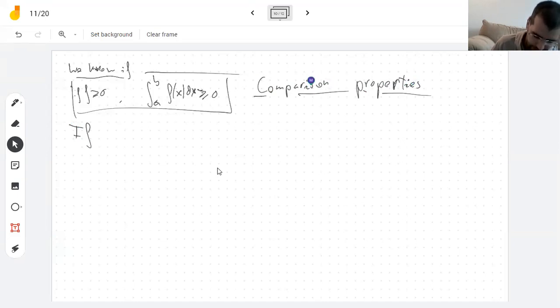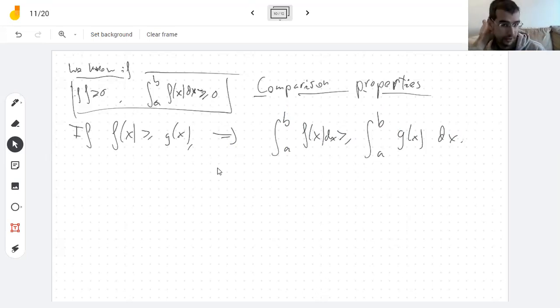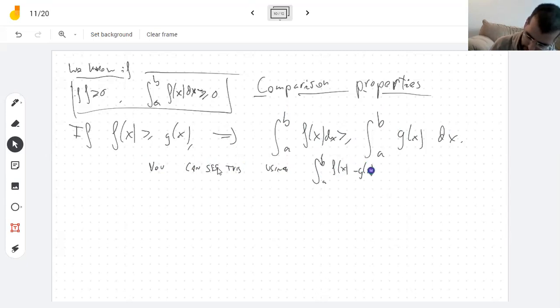So what happens if you have a function that is bigger than another? Well, what's going to happen is that the integral of the bigger function is also bigger. A lot of ways to see this: you could subtract them and then you would have f minus g, which is positive. You use the fact that the integral of f minus g is positive because the inside is positive. Or you can draw a picture.